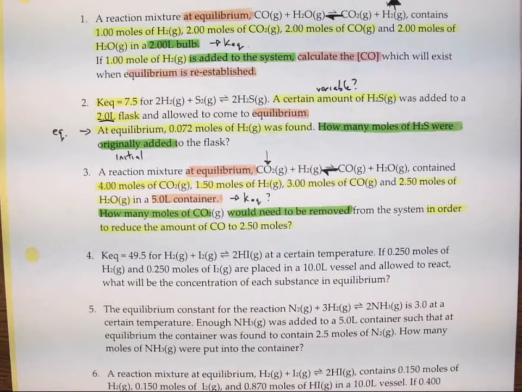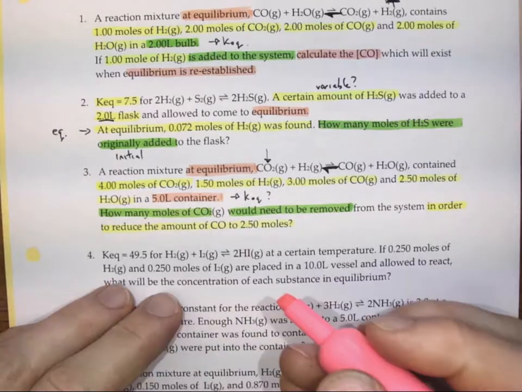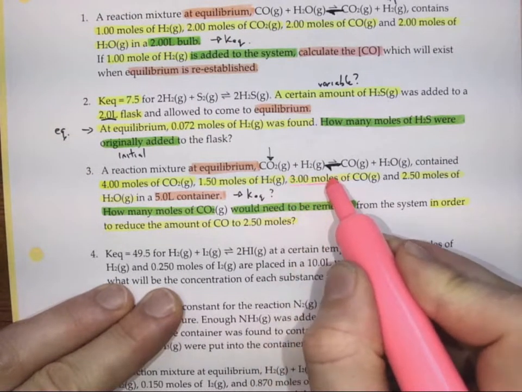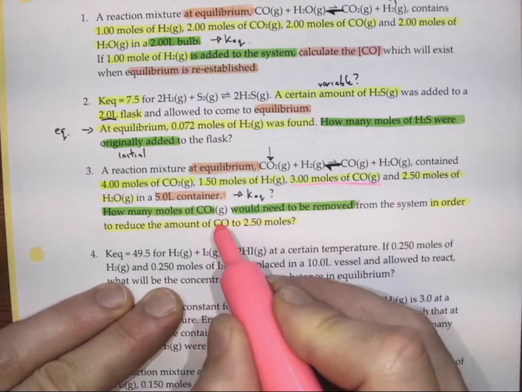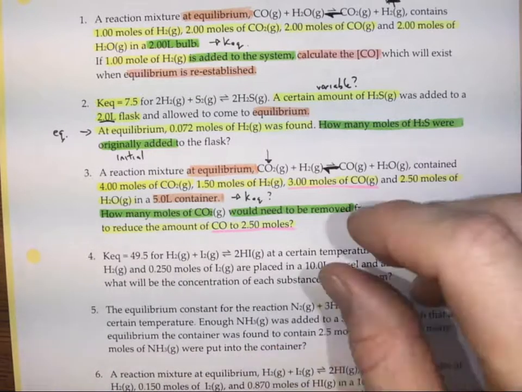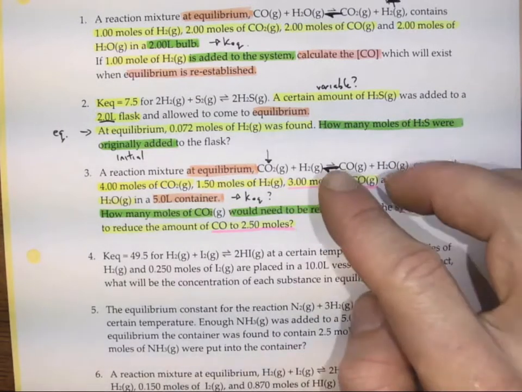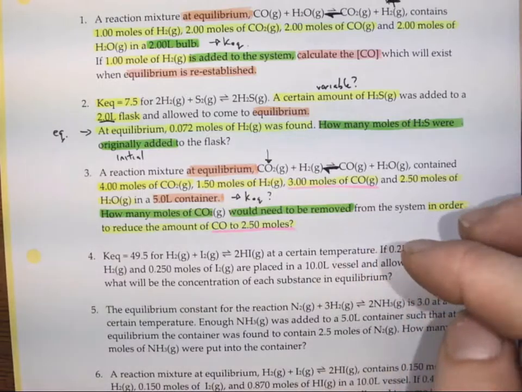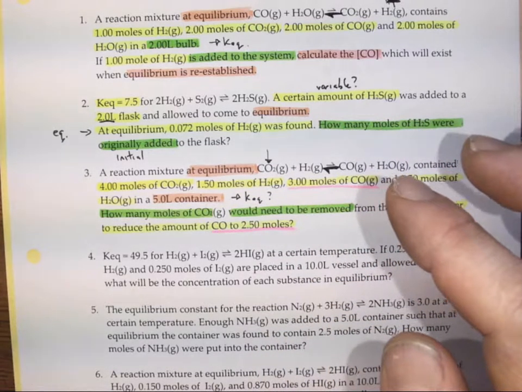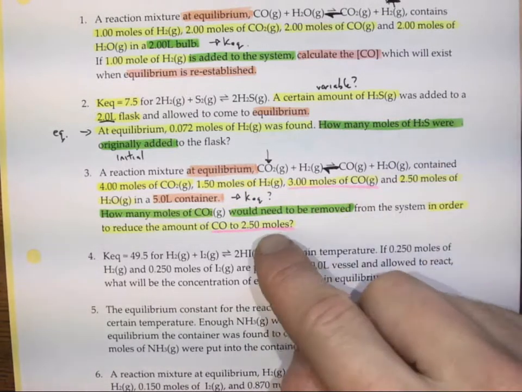Maybe I'll use pink to underline these two values, which are both about carbon monoxide. So we want to reduce the amount of carbon monoxide to 2.50 moles. And the only thing it seems like we can manipulate in the system to do that is carbon dioxide gas. We're going to remove as much as needed until we get to this amount.